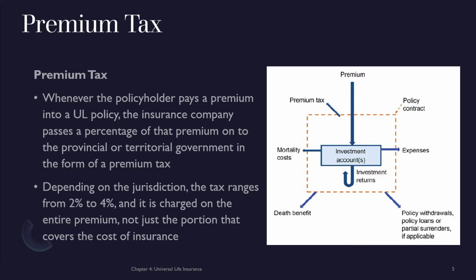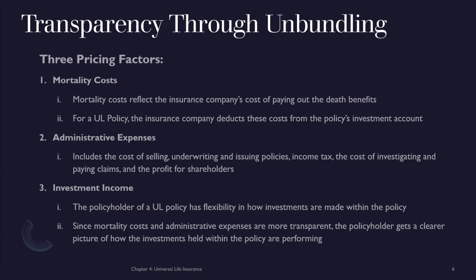So whenever the policyholder pays a premium into the UL policy, the insurance company passes a percentage of that premium on to the provincial or territorial government in the form of a premium tax. Depending on the jurisdiction, the tax ranges from 2 to 4%, and it is charged on the entire premium, not just the portion that covers the cost of insurance. So this is quite important for UL policies because a lot of UL policies will have the premiums go above and beyond the cost of insurance, and you'll want to have an excess amount there to go to the investment account.